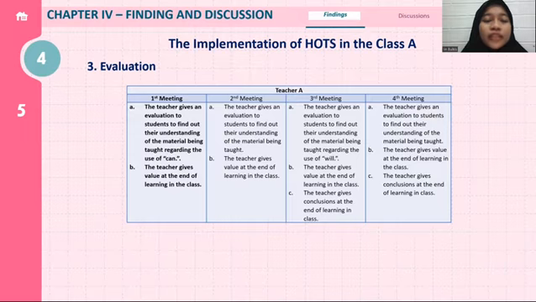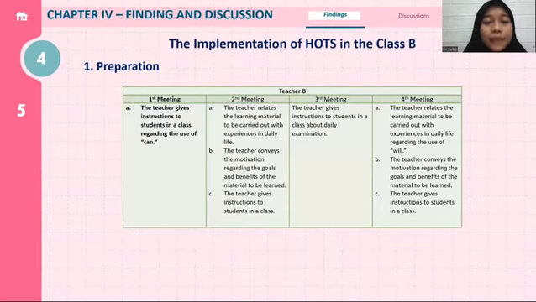Then the English teacher applied collaboration skills, where the teacher checks and gives grades to student assignments. Finally, the English teacher applied critical thinking skills by drawing conclusions related to the material being taught that day.